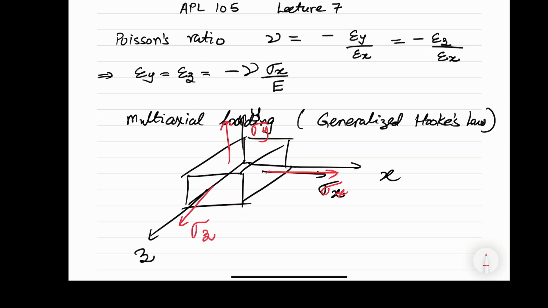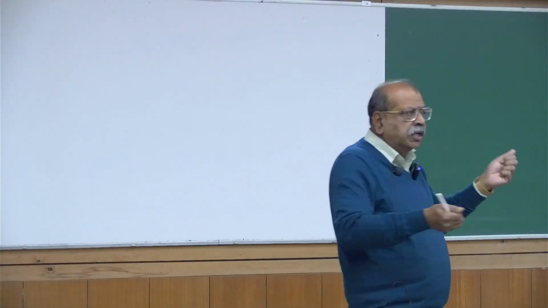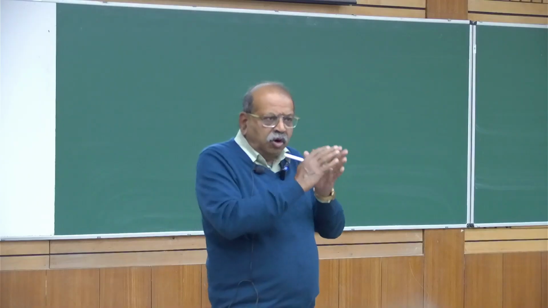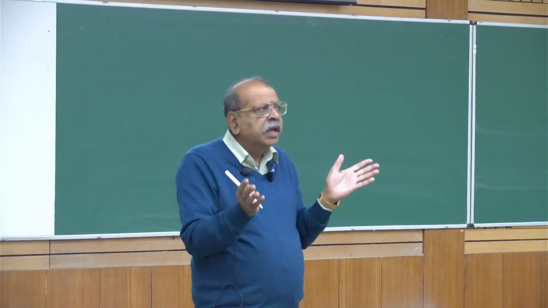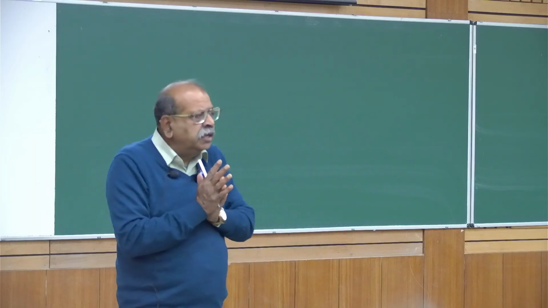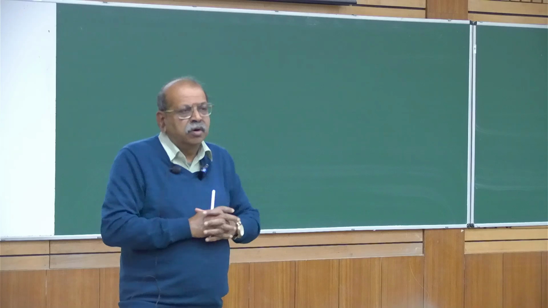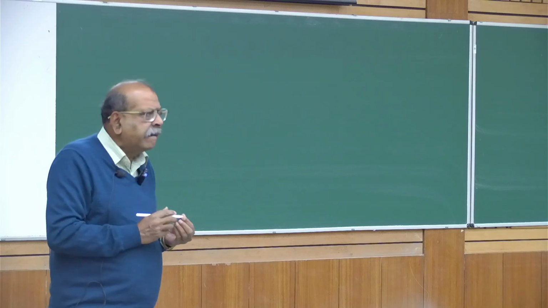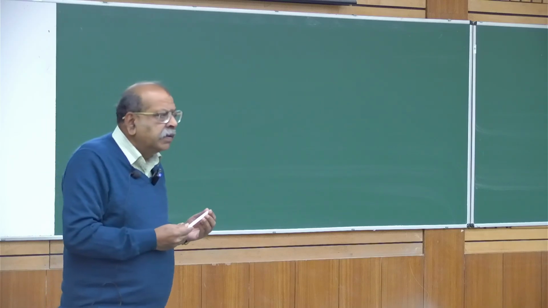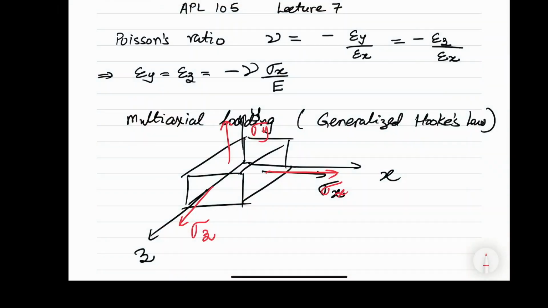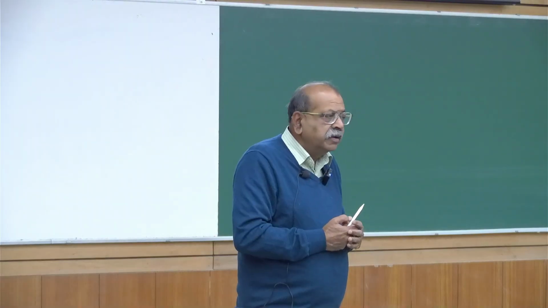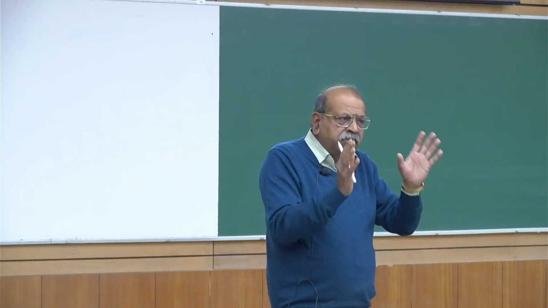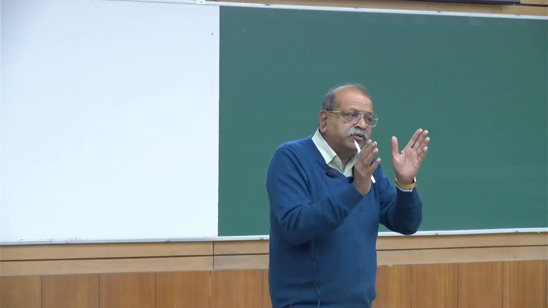So that means there are three different loads. They need not be equal. Sigma x, sigma y, sigma z on the three faces. Is this the most general loading, or can we have something more? Is this the most general loading this material can have, or can we have something else also?